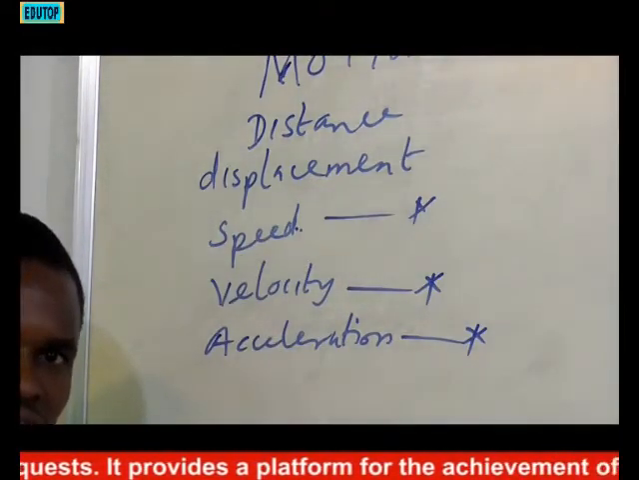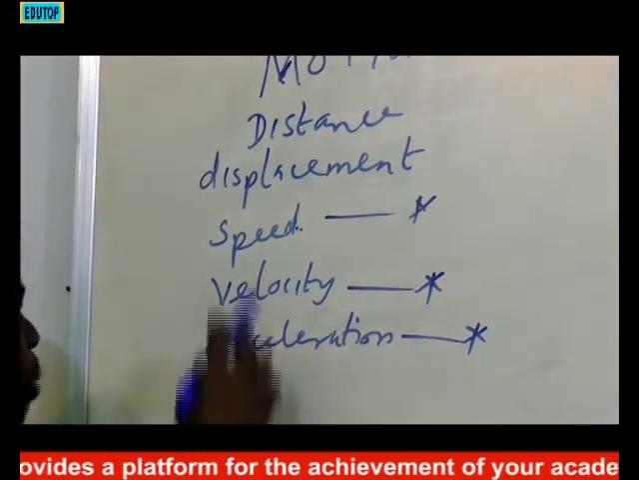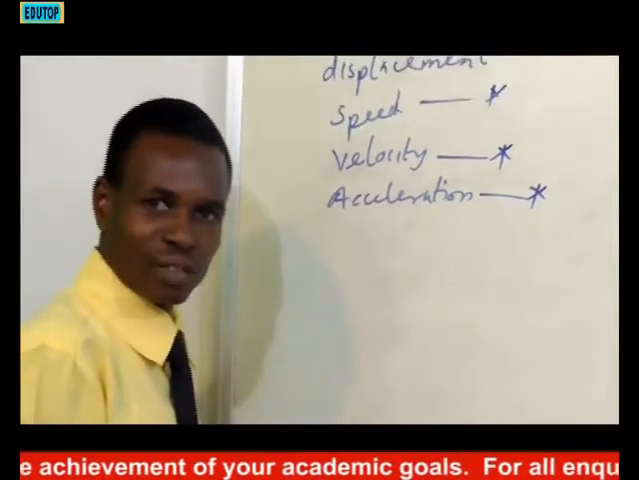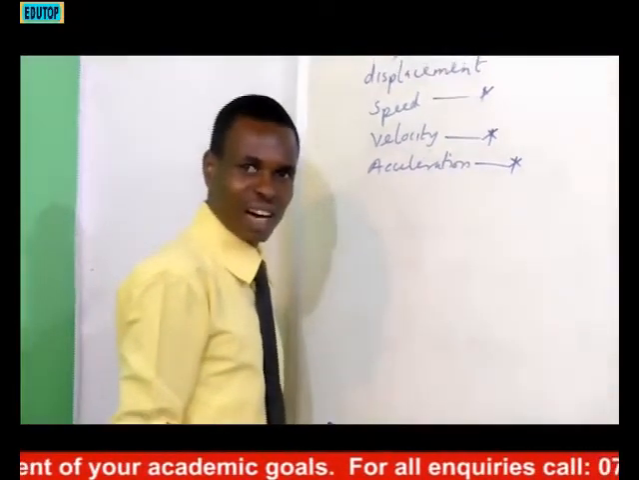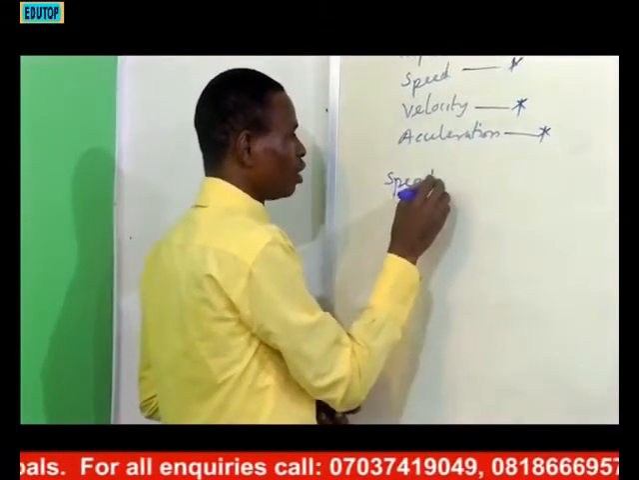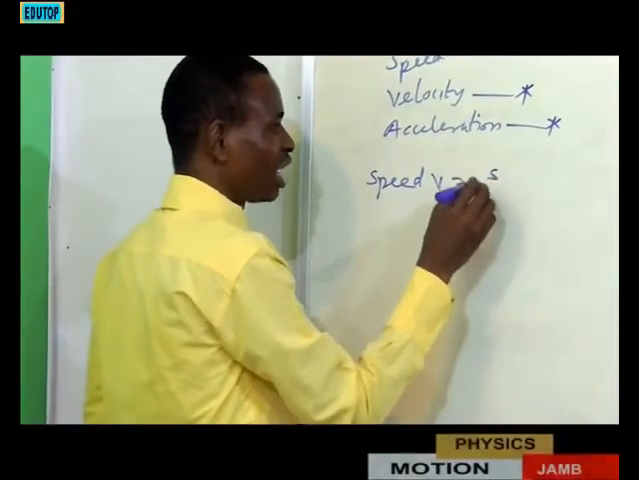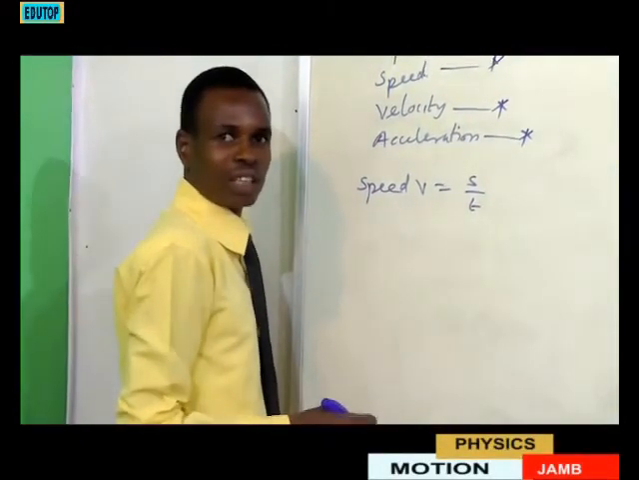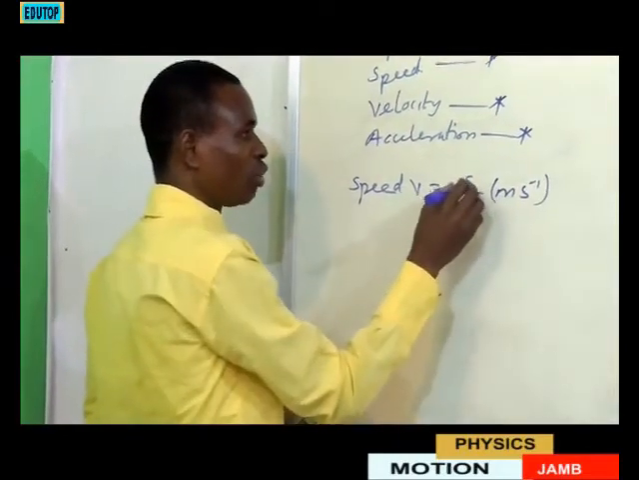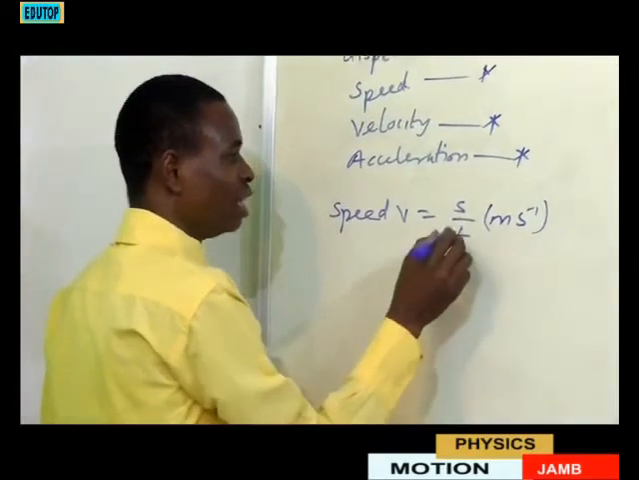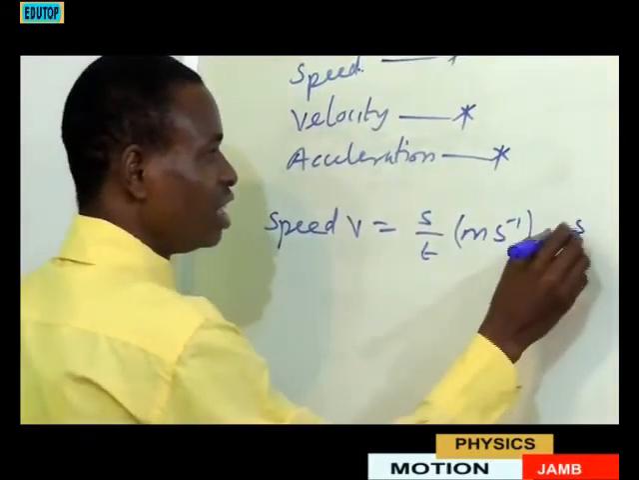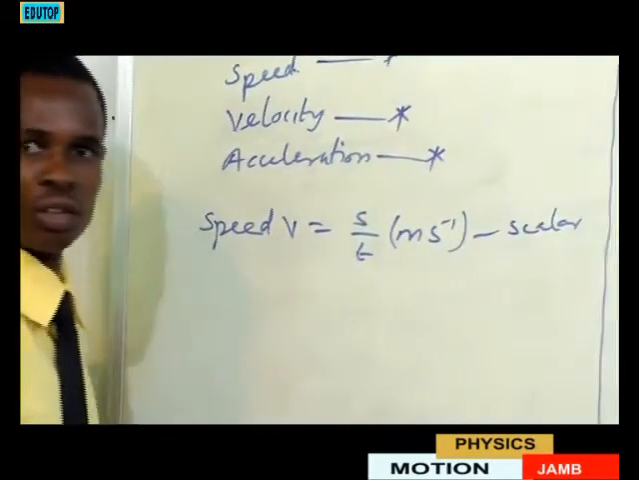How do they define speed? Speed is just the distance traveled per time. That is, speed V is equal to distance over time. As simple as that. And it is measured in meter per second, because the unit of distance is meter, the unit of time is seconds. And let me add one more thing to speed. Speed is a scalar quantity. Simple.